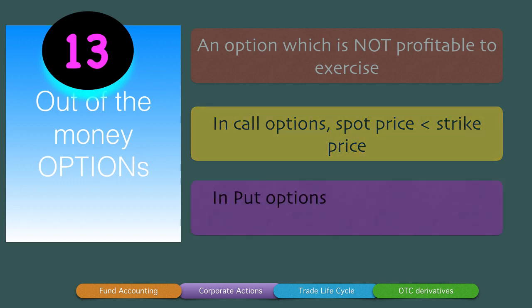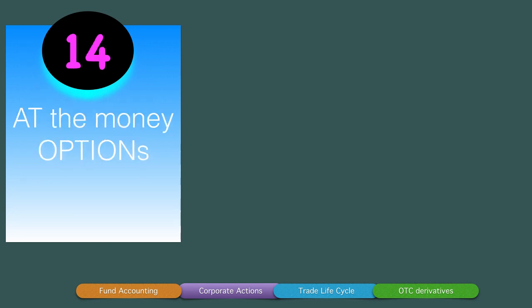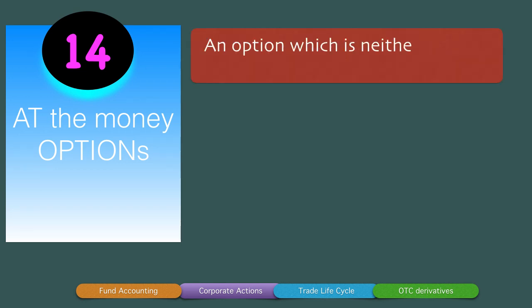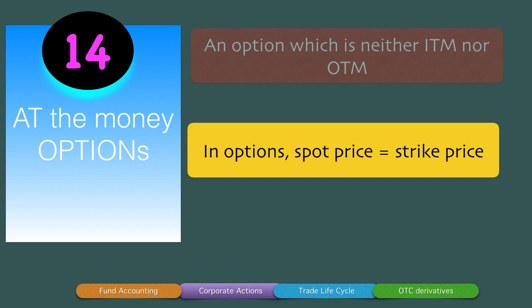In put options, if the spot price is greater than the strike price, then the buyer of the put option will definitely not exercise, right? He can sell it in the market at the spot price, where his yield or his returns will be much more than the option price. And finally, an ATM option, at the money option. An ATM option is an option in which the strike price and the spot price are the same, or the break-even price is achieved. It is neither ITM nor OTM, and therefore the buyer is indifferent towards exercising or not exercising the option.